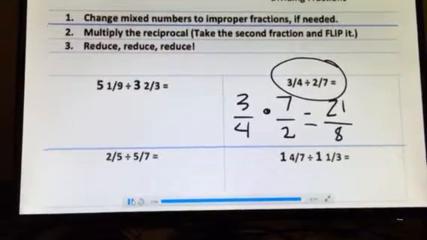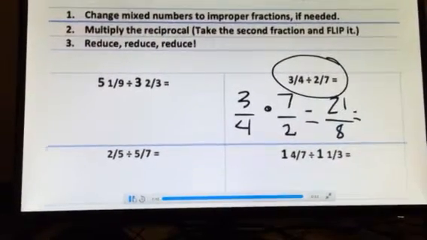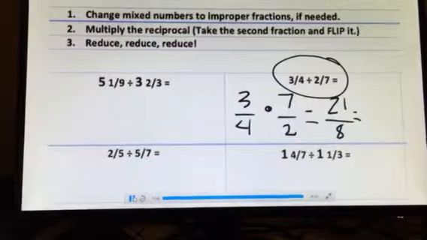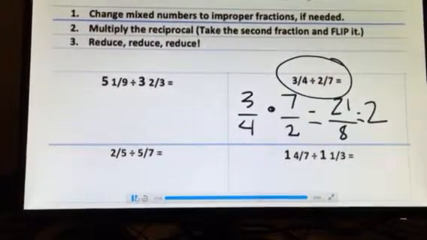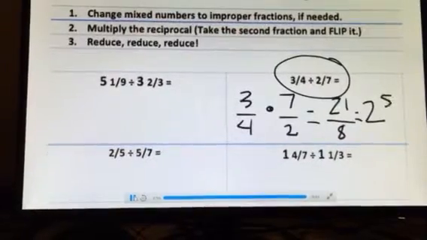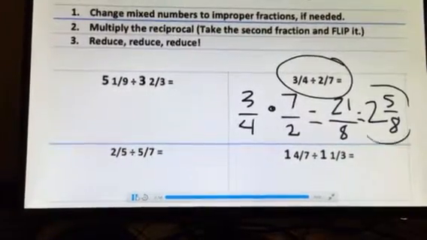Now we have to divide 21 divided by 8. 8 can only go into 21 2 times, and that's 16. 21 minus 16 is 5/8, and that's your answer.